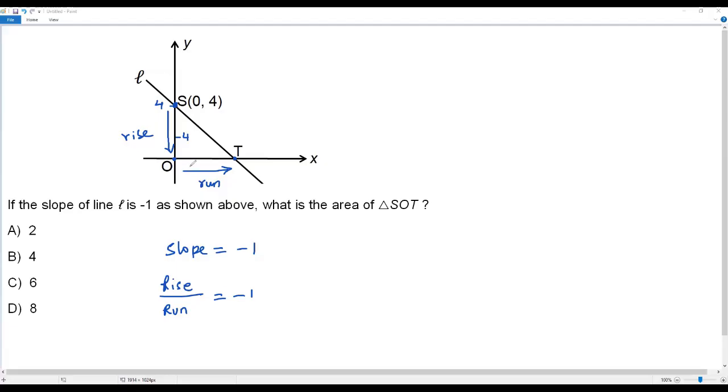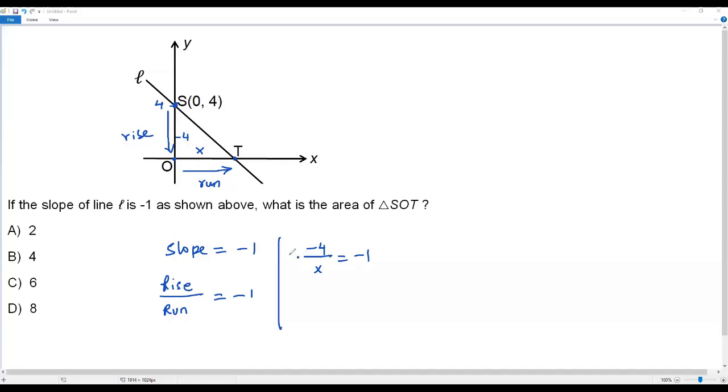And what is the run? I do not know what the run is exactly. So the run is nothing but the length of the line segment OT. I assume the run is just x. Okay, now we can plug in -4 for rise and x for run. So let me do it. Then I'm getting -4 over x equals -1. Now my aim is to get the value of x. That will give the base of the triangle SOT.